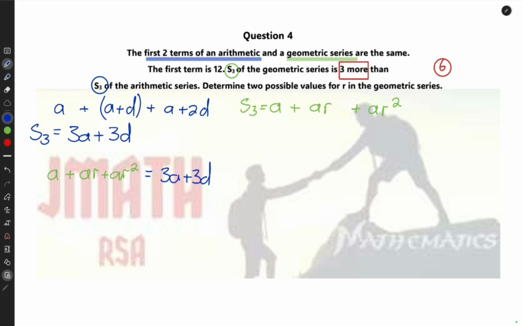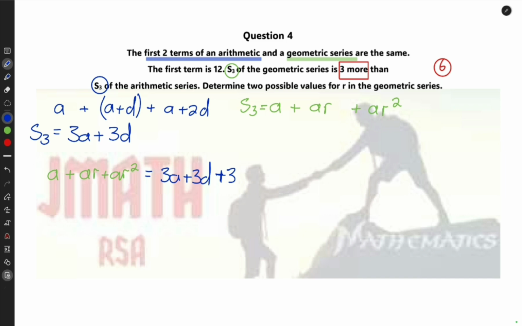So let's just think about it logically. S3 of the geometric is 3 more than the arithmetic. So if I am going to put them equal to, I need to figure out which one is the smaller one, because to that one I must plus 3. Now the green one is bigger than the blue one because they mentioned it first and they said it's 3 more. So I need to put a plus 3 on this side. Okay, so there's my equation that I'm working with.